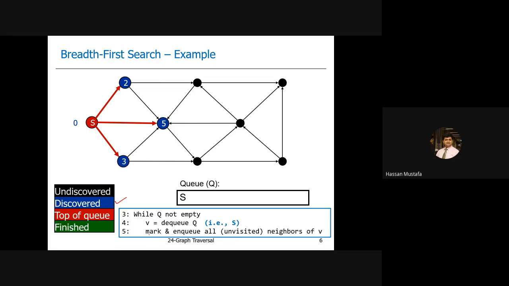What I need to do then is, I have marked them and then I need to include them into the queue. So I would insert them in the queue. So S would be removed and 2, 3, and 5 would be inserted. So 2, 3, and 5 are in the queue. The sequence doesn't matter here.